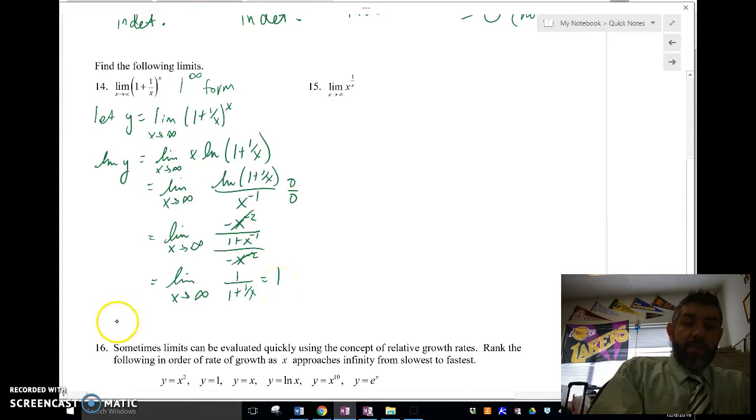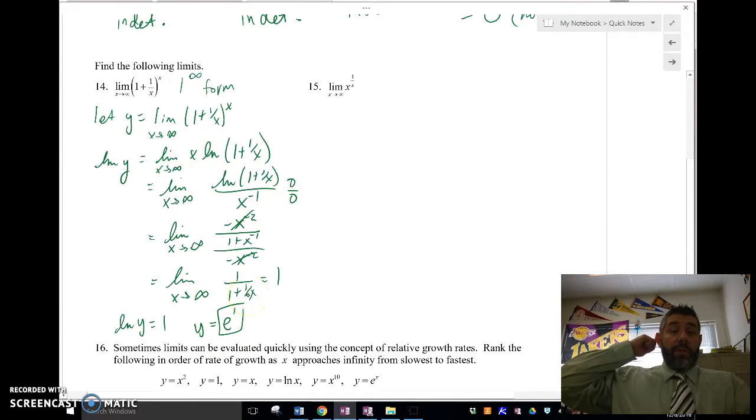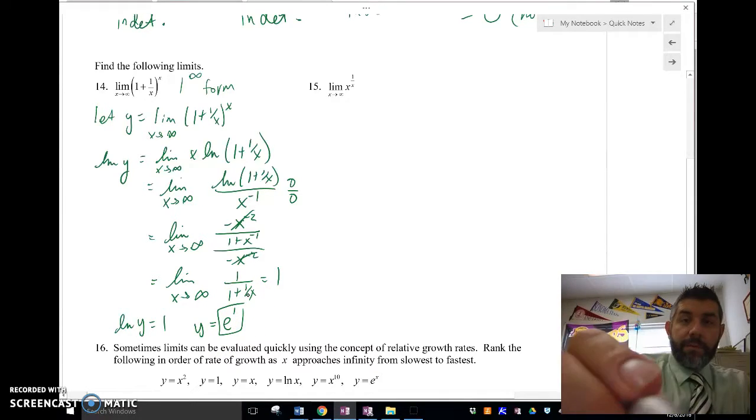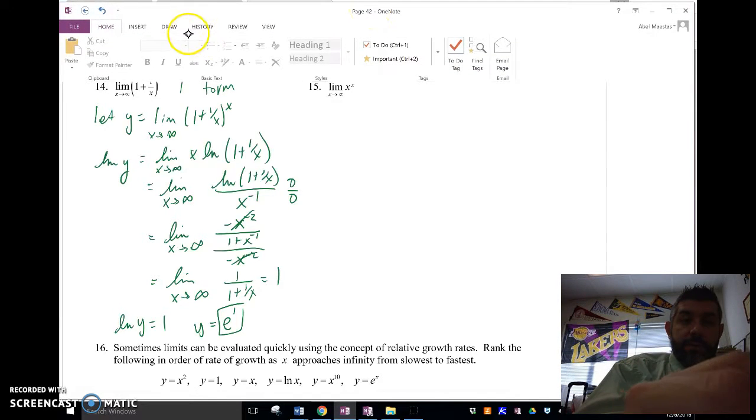But remember that that was what ln y was equal to. So then y is equal to e to the 1, which is my answer for the limit. Okay? All right, let's try a different one here.